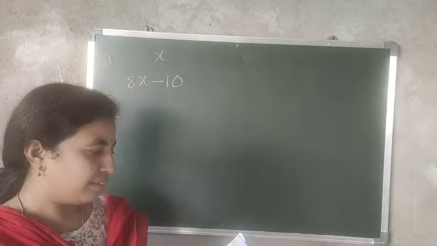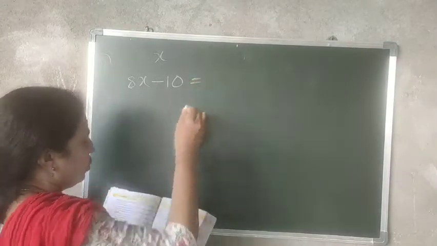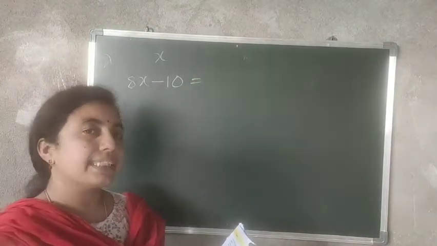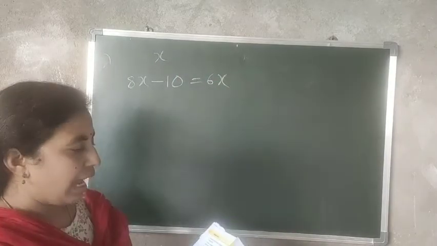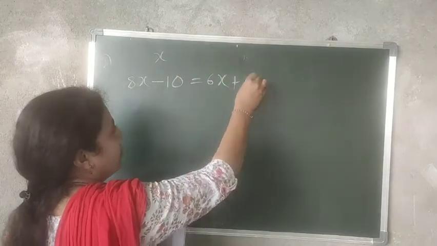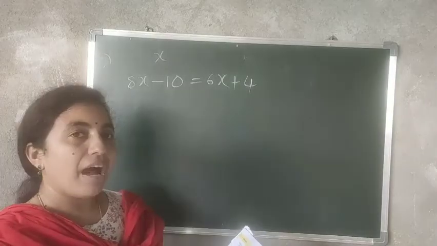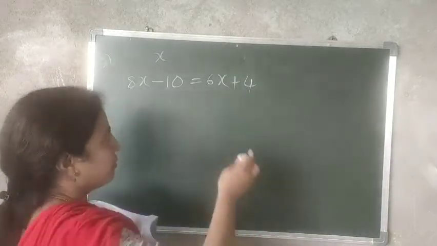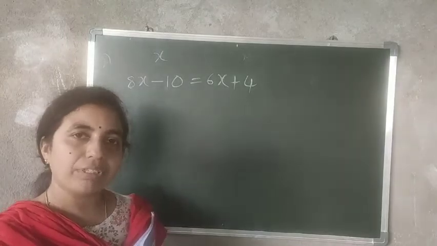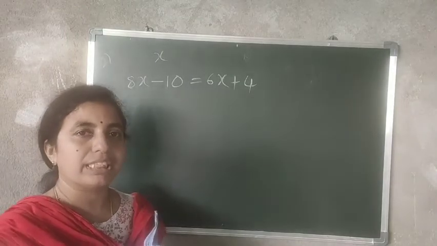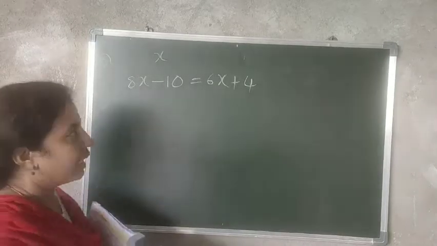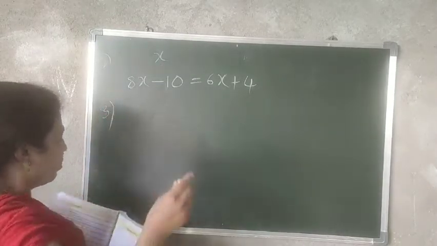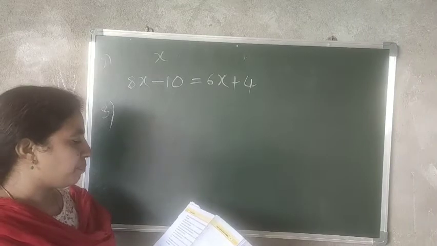8x minus 10 is equal to the sum of 6 times the number and 4. Sum means addition. 6 times the number means 6x, and 4. So 6x plus 4. This is the required equation. Solve it so that you will get the x value. That's homework for you.